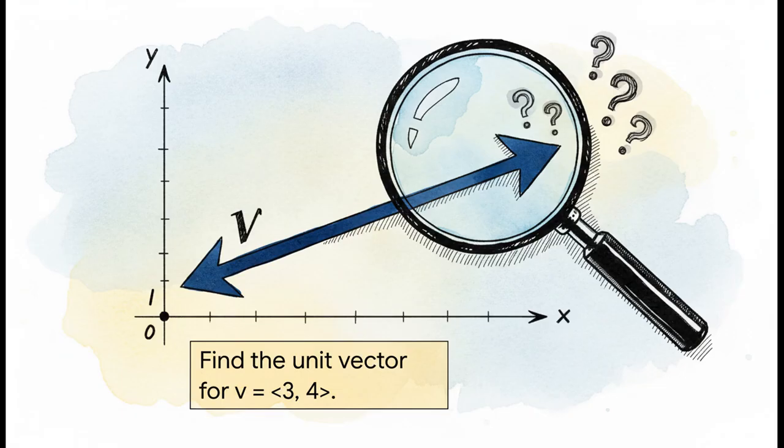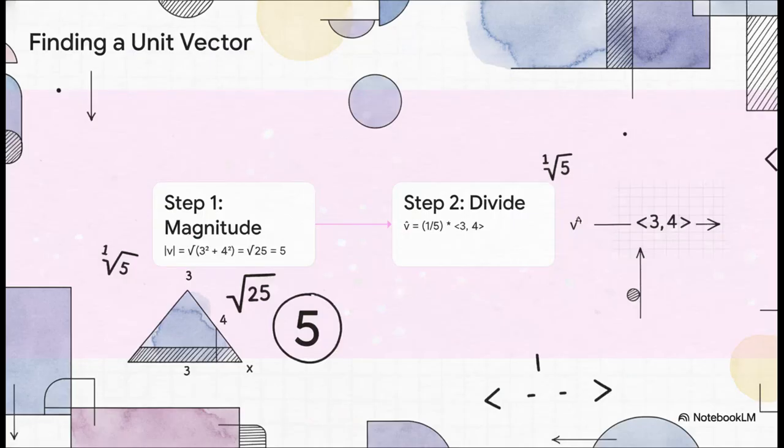Okay, theory's one thing, but let's actually get our hands dirty with an example. We'll grab our vector from before, v = (3, 4), and we're going to find its unit vector. All right, let's do this step by step. First up, we need its length, its magnitude. We just use the Pythagorean theorem: the square root of 3 squared plus 4 squared. That gets us the square root of 25, which is just 5. Easy. The length is 5.